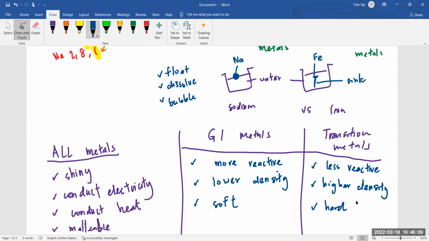Okay, let's start with that. So group 1 metals are also known as alkali metals. The reason why they are known as alkali metals is they dissolve in water to form alkali. Have you written all this down yet? Yeah.